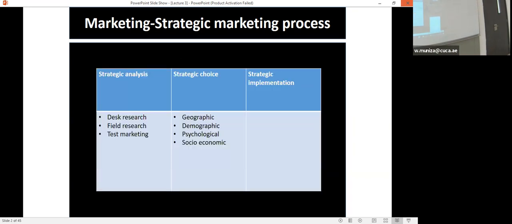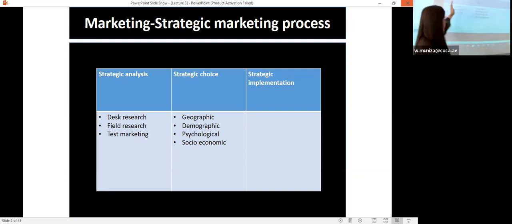They have explained all of the processes in detail over here. Like over here, in strategic analysis, by analyzing the market, we get to know what the requirements of the customers are. This process can be done with the help of desk research, field research, or test marketing.